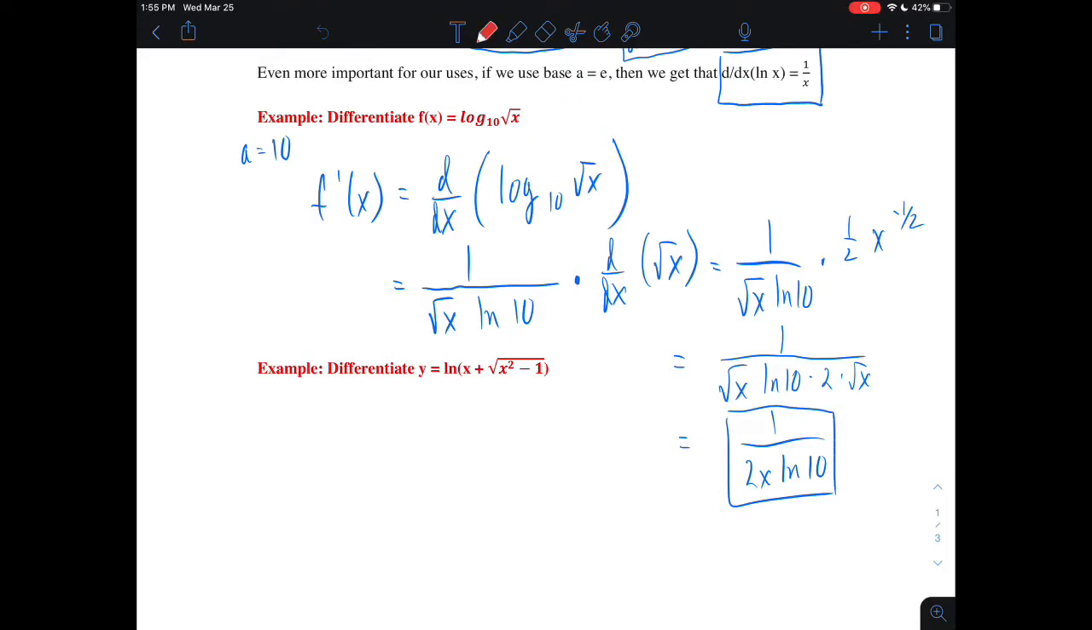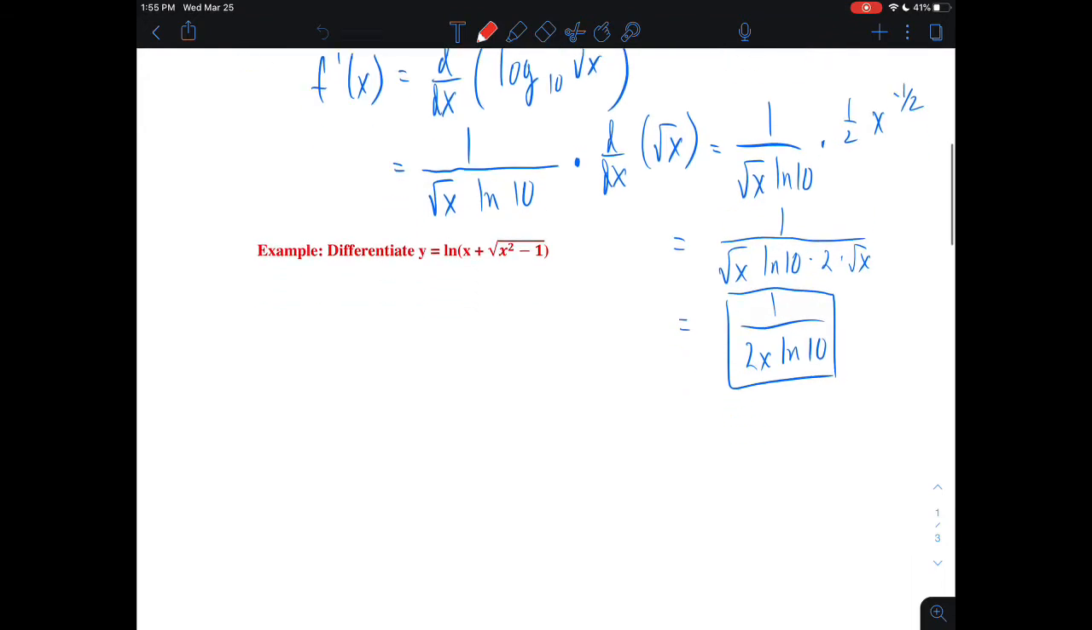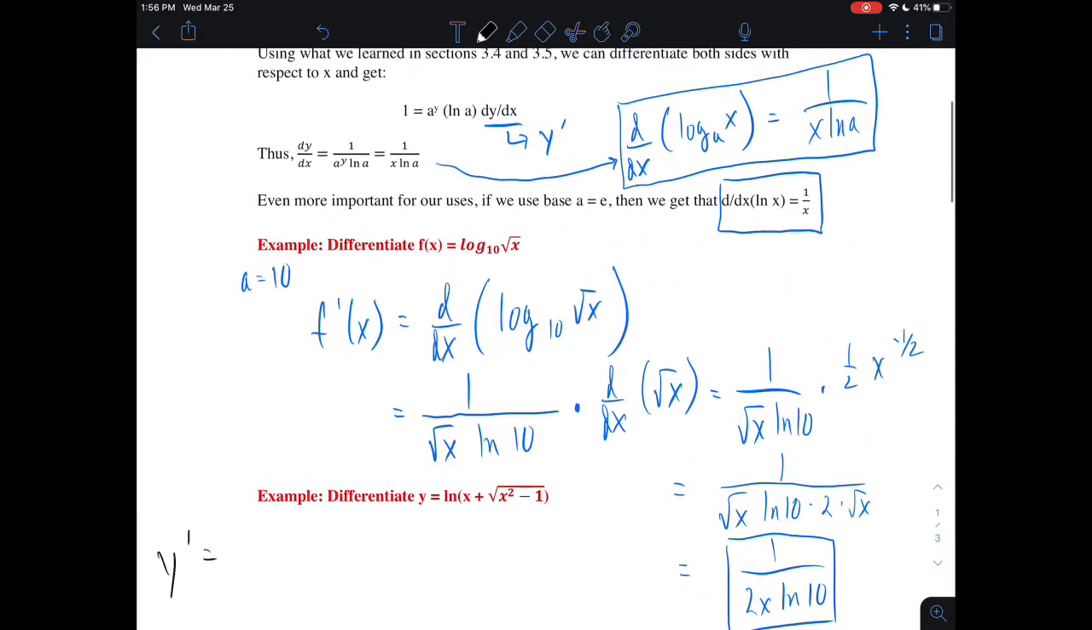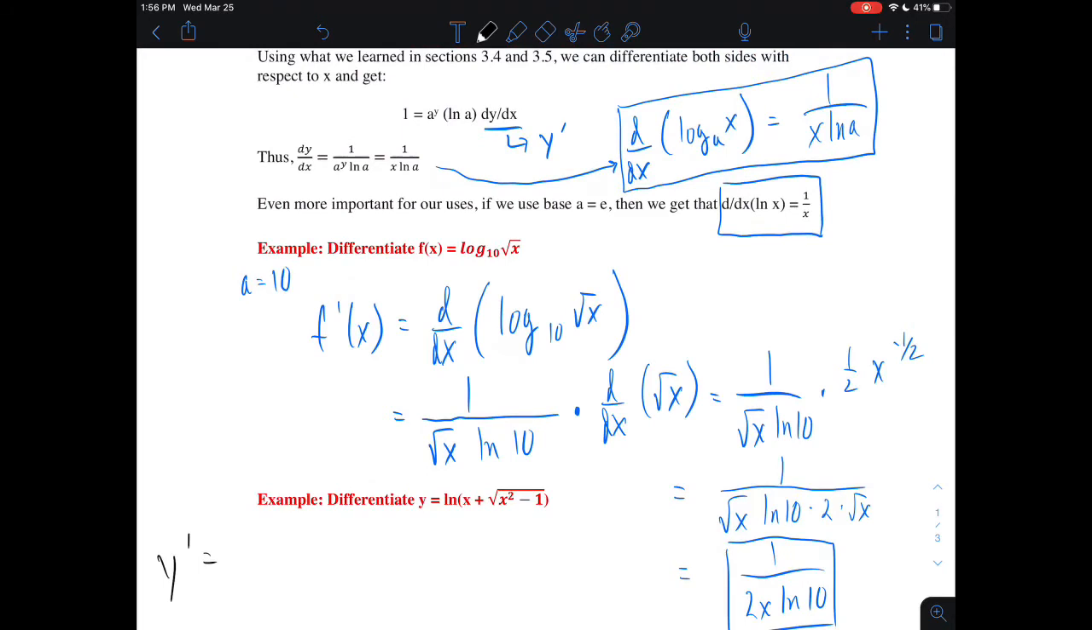All right, next example, let's look at a function that uses the natural log. So here, differentiate the natural log of the quantity x plus the square root of x squared minus 1. So first of all, by the chain rule, we would have the derivative of the outside function. And the outside function here is the natural log function. And so really the natural log function, back with what we saw before, its derivative is 1 over x.